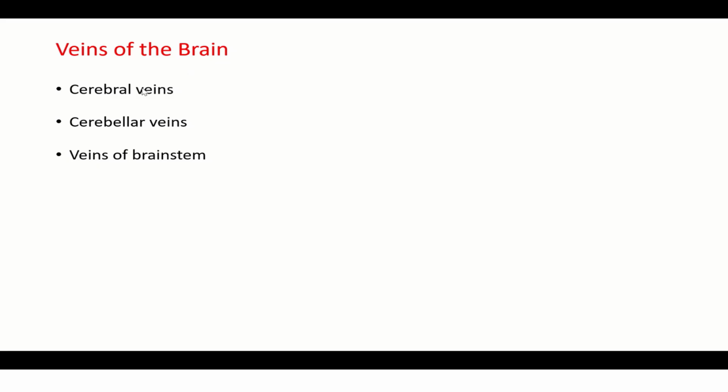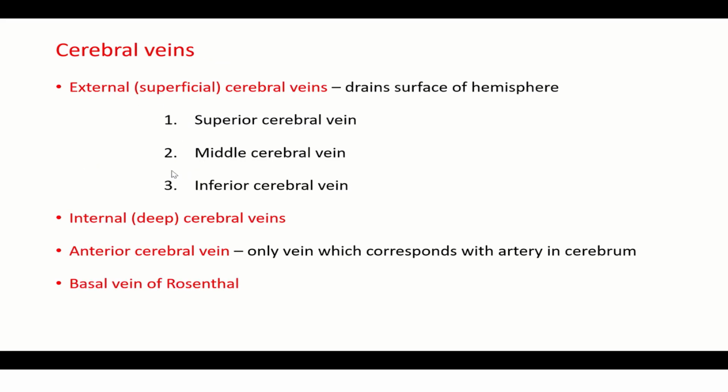So veins of the brain, we categorize them into cerebral veins, cerebellar veins, and veins of brainstem. If we see the cerebral veins, which form the main constituent of today's topic, there are superficial cerebral veins, namely superior cerebral vein, middle cerebral vein, and inferior cerebral vein. These are also called external cerebral veins. They drain the superolateral surface of the hemisphere, mainly the superficial part.